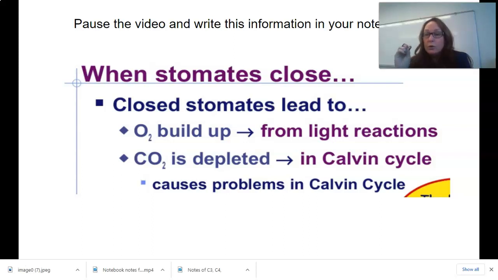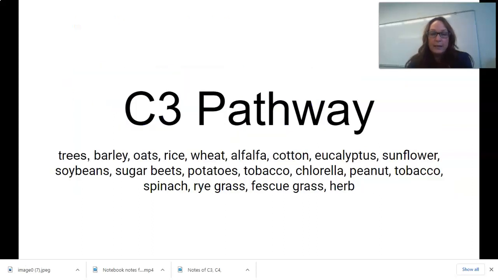So closed stomata change the conditions in such a way that they increase the oxygen concentration and decrease the carbon dioxide concentration, which drives rubisco to do photorespiration. Okay, so copy those notes down.